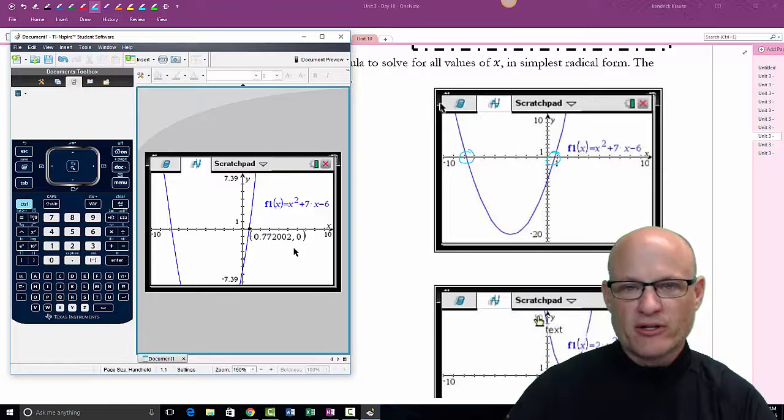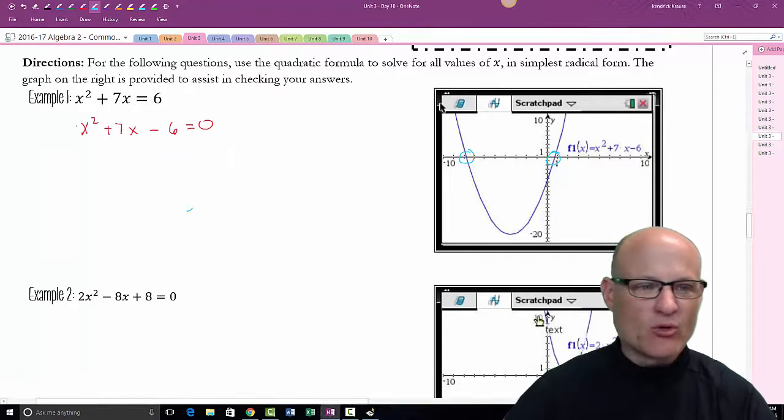See, now you get this long decimal here, 0.772002. That's not going to be rational, so that means it's not going to be factorable. That means we're going to need our quadratic formula. So now we're going to bust it out. We're going to bust a move.